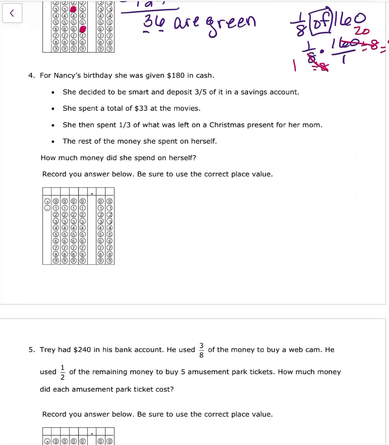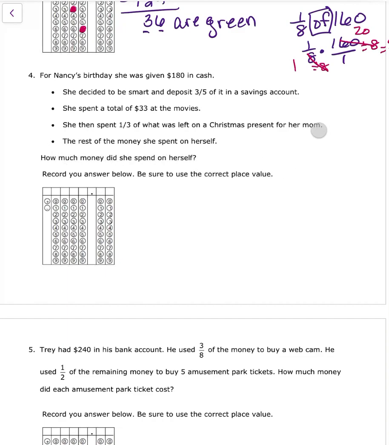So it says for Nancy's birthday, she was given $180 in cash. Nice. She decided to be smart and deposit 3/5 of it into the savings account. She spent a total of $33 at the movies, and she then spent a third of what was left on a Christmas present for her mom. The rest of the money she spent on herself. How much money did she spend on herself?